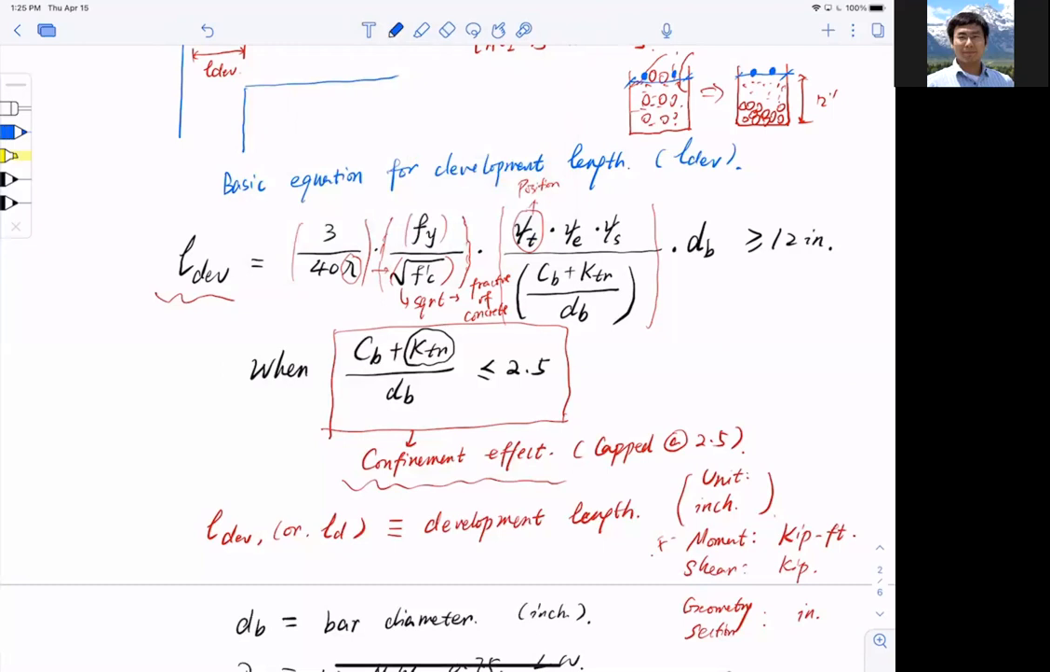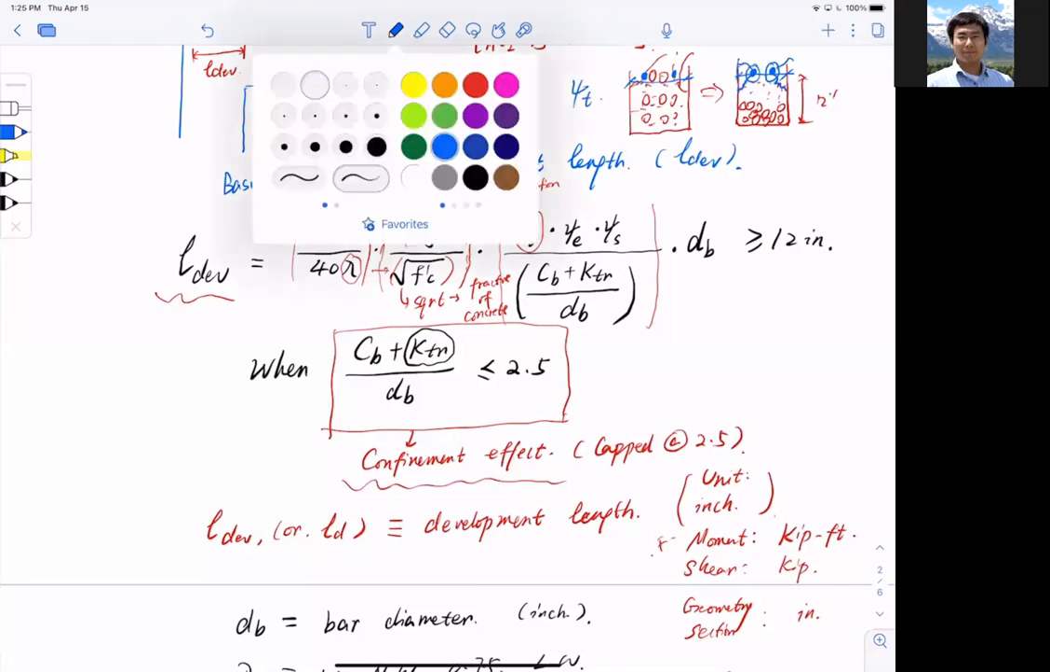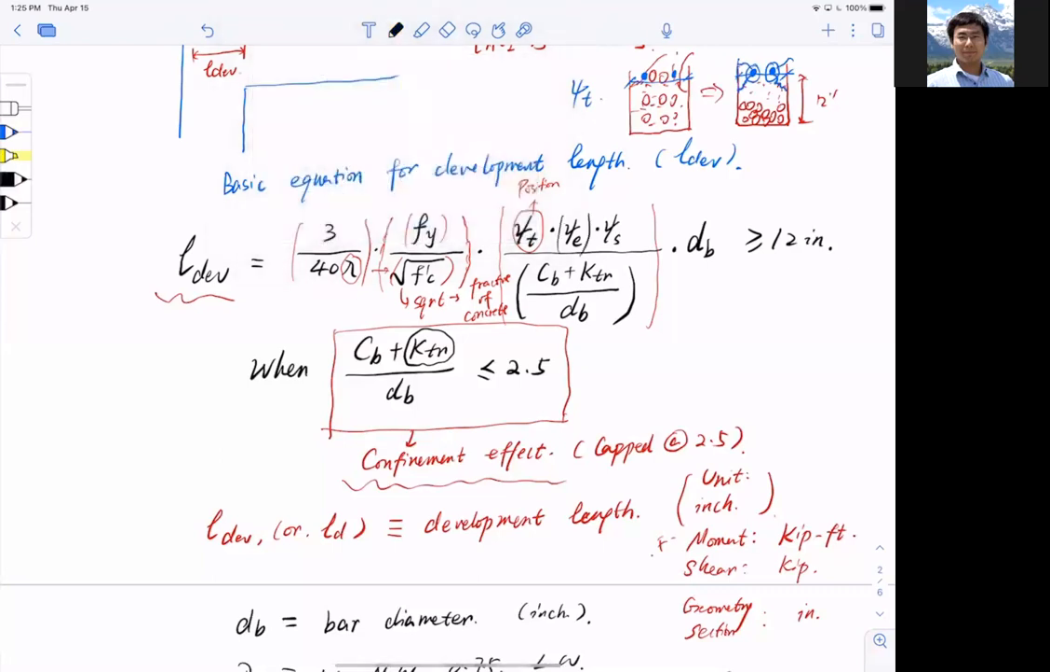So when I try to apply tension, stressing the bar, the concrete can easily get cracked. That's why it takes a longer distance to build up the stress in the bar. All right, so that is the reason for psi t. Okay, so one more piece of information is about the coating, psi e.